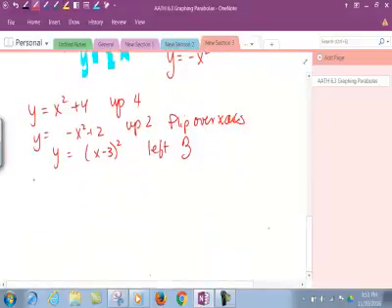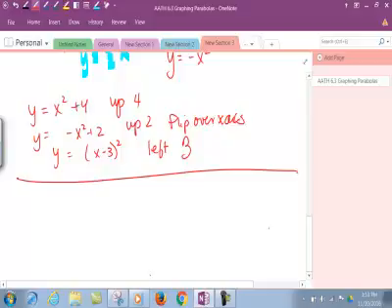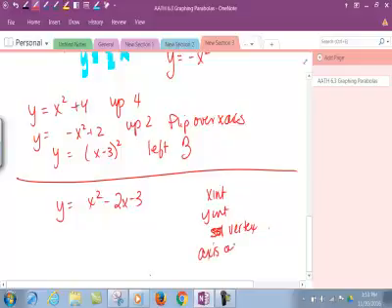Let's talk about how we graph quadratics that are in the form such as this. If I give you y equals x squared minus 2x minus 3, our job is to graph it, and when we graph it, we want to find the x-intercepts, the y-intercept, and the vertex. And then we're also going to talk about something called the axis of symmetry. All right, perfect.